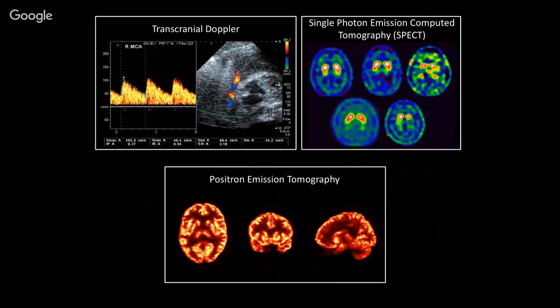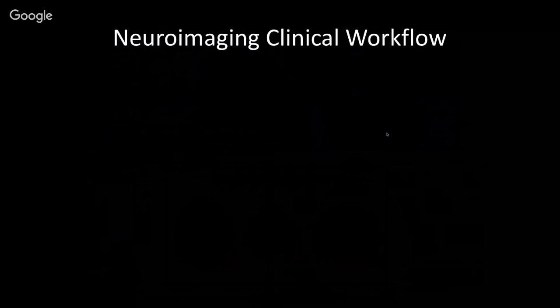Now, in parallel with the evolution of CT and MR, other techniques emerged as well, such as transcranial Doppler, that allows for the visualization of the velocity and also the waveform of blood moving through the cerebral vasculature, as well as a variety of different radioisotope-based approaches that allow for the injection of biologically active radiopharmaceuticals that will provide physiologic, anatomic, and molecular information about what's occurring within the brain.